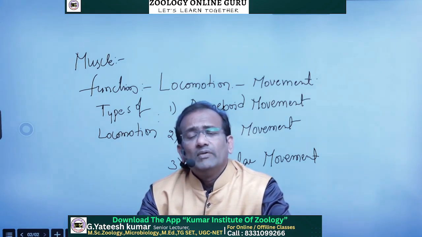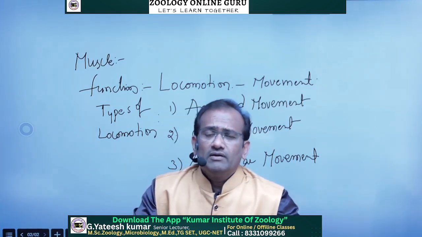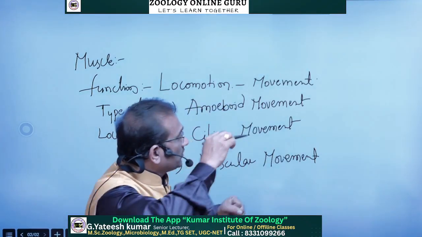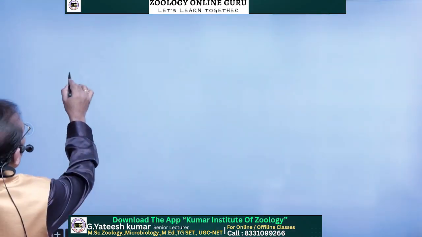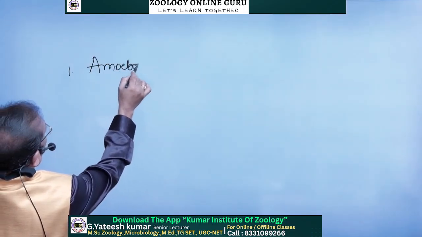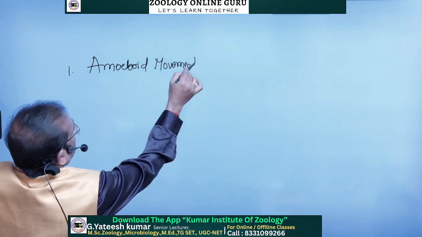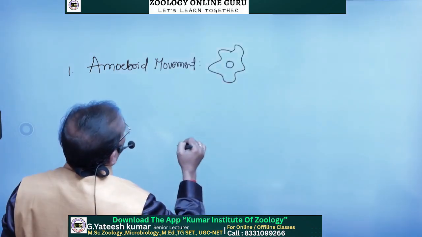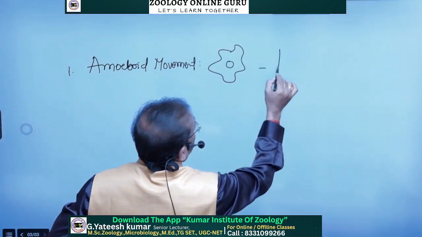Amoeboid movement is the amoeba-like movement. Amoeba uses pseudopodia to move. In amoeboid movement, amoeba-like movement is present, and this type of movement we see in the leukocytes.